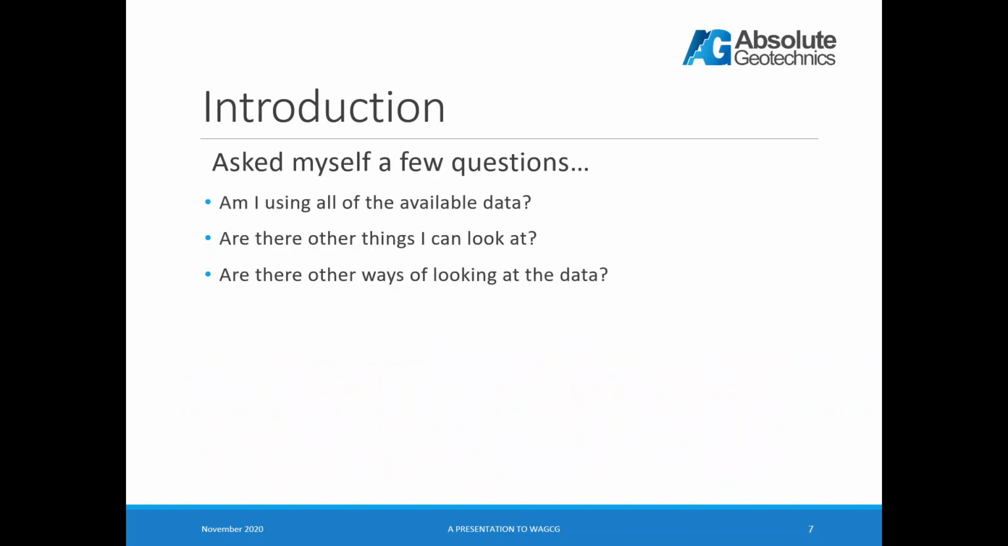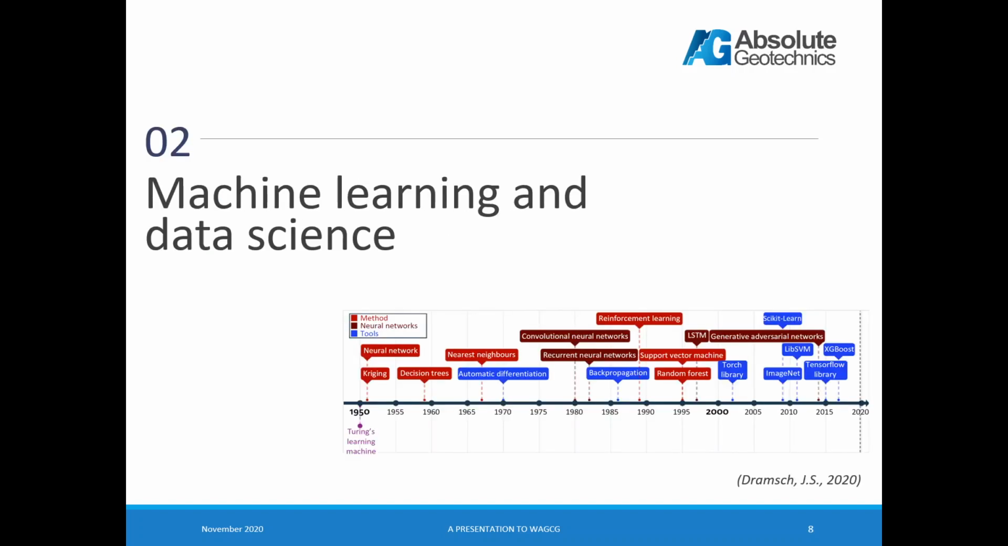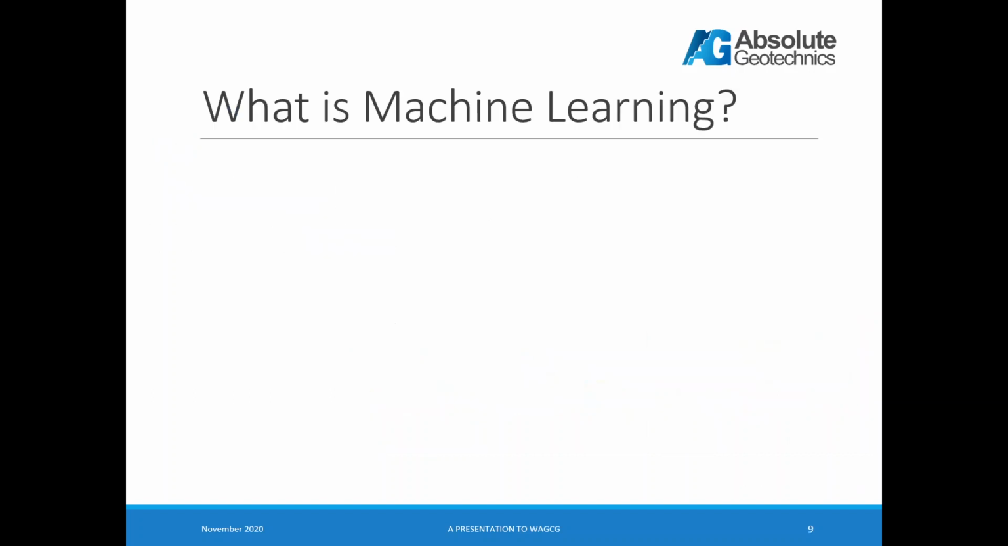So this got me asking a few questions of myself. Am I using all the available data? Well, I think in this case I am, but for other areas where I work, are there other things I can look at? And there are different ways that I can look at them. So I took a look at machine learning and data science, and that's been around a long time, since around the 1950s, but really it's taken off fairly recently.